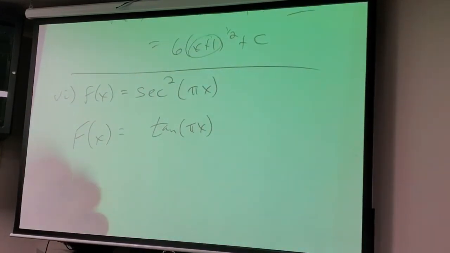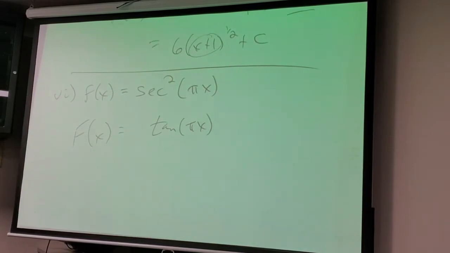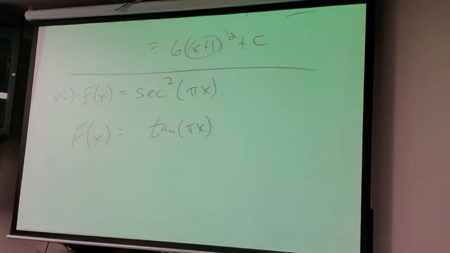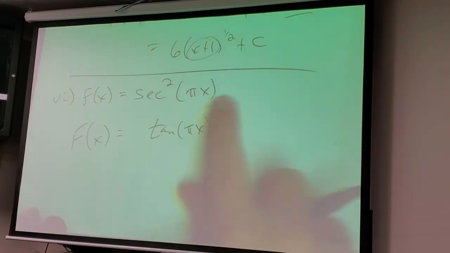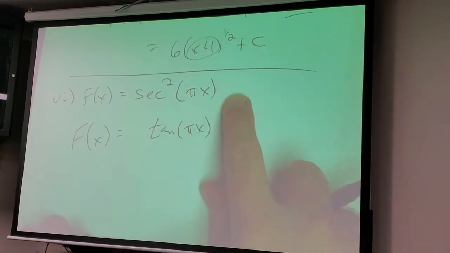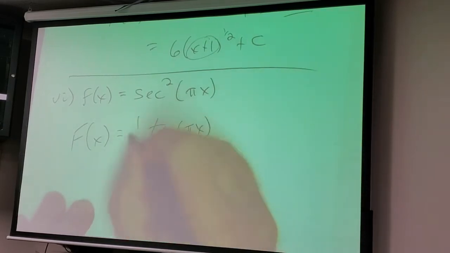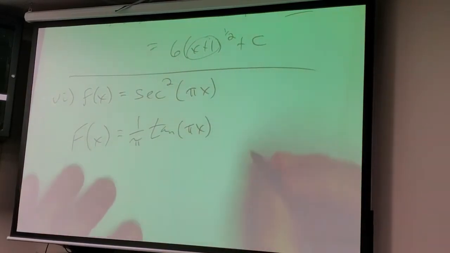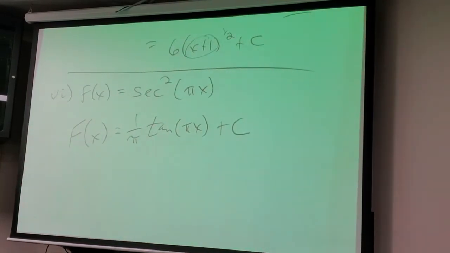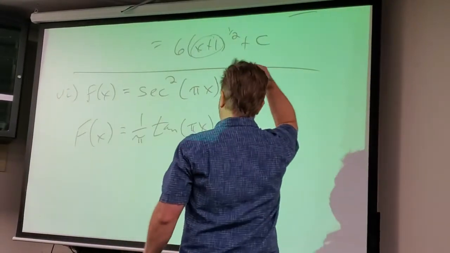How do you know that's not the answer? Because when you take that derivative, what do you get? You get secant squared pi x times pi. Do you have a pi up here? So what would kill the pi? 1 over pi. Do you guys see, I really want this to make all the sense in the world.